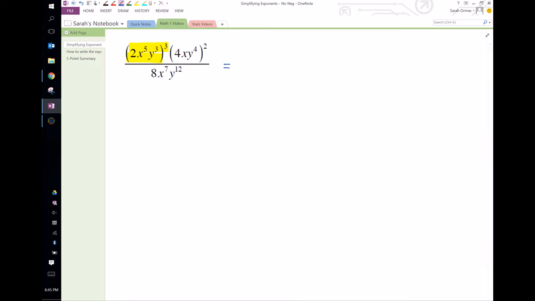So what that means, 2x to the 5th y cubed, that whole entire thing needs to be cubed. So it really means this, 2x to the 5th y cubed times itself 3 times. And then we have 4xy to the 4th squared, which means that whole thing times itself.